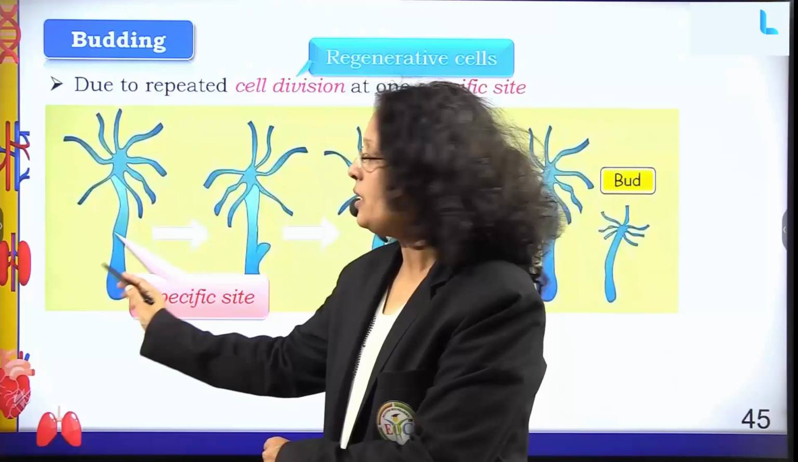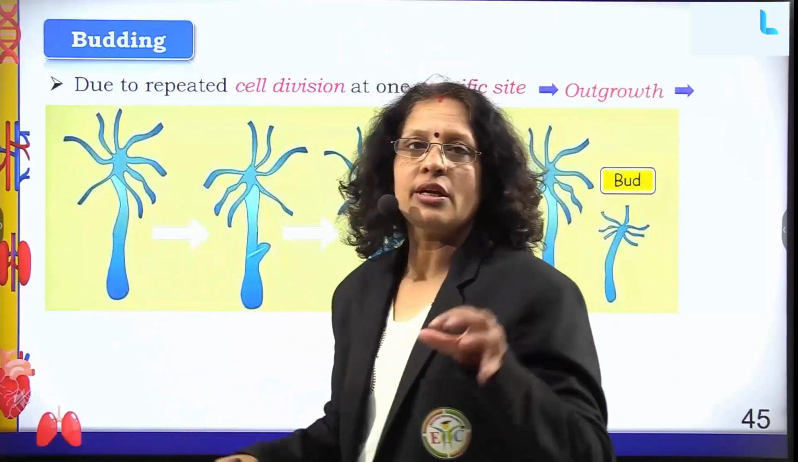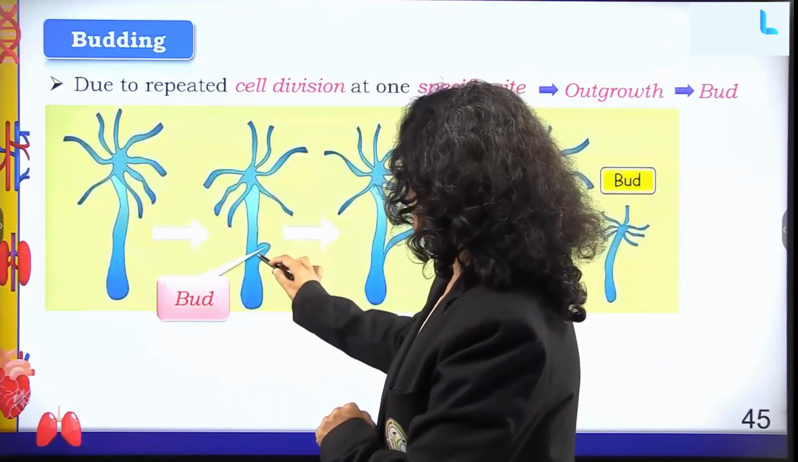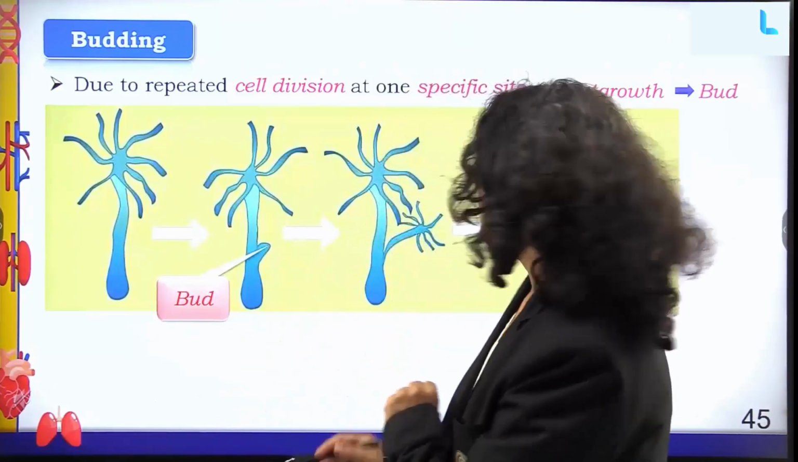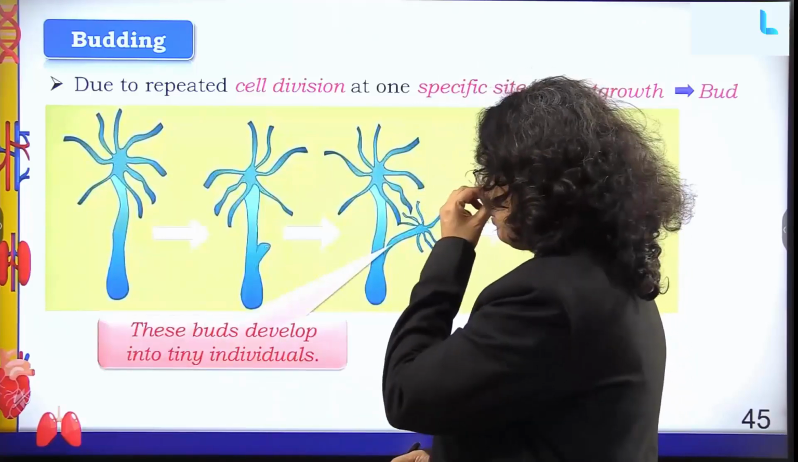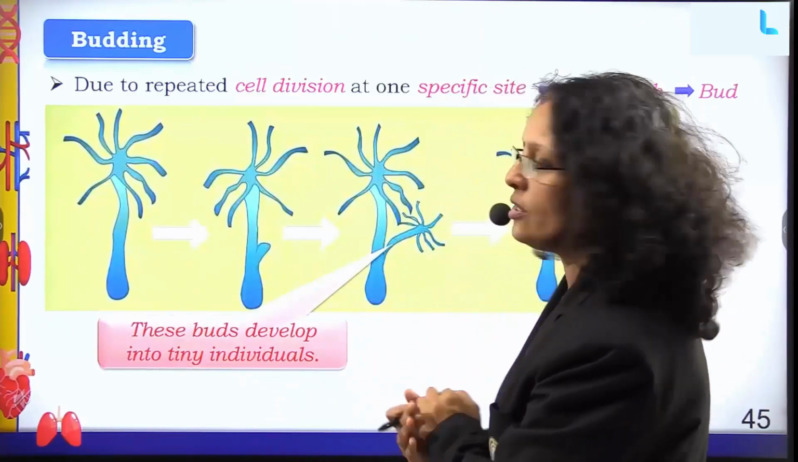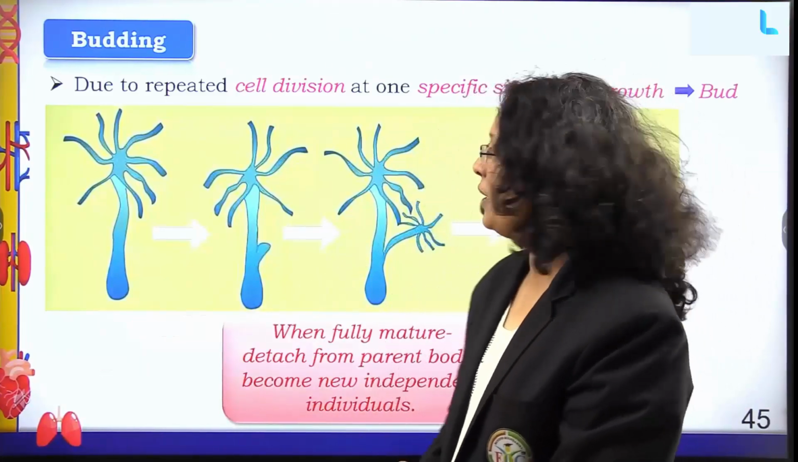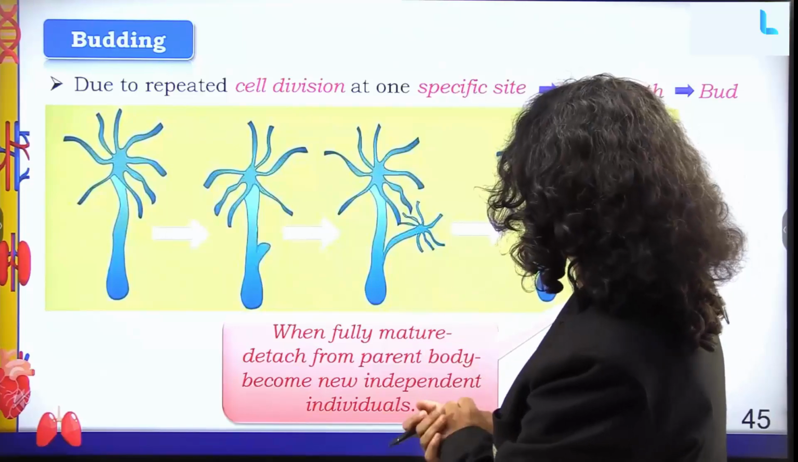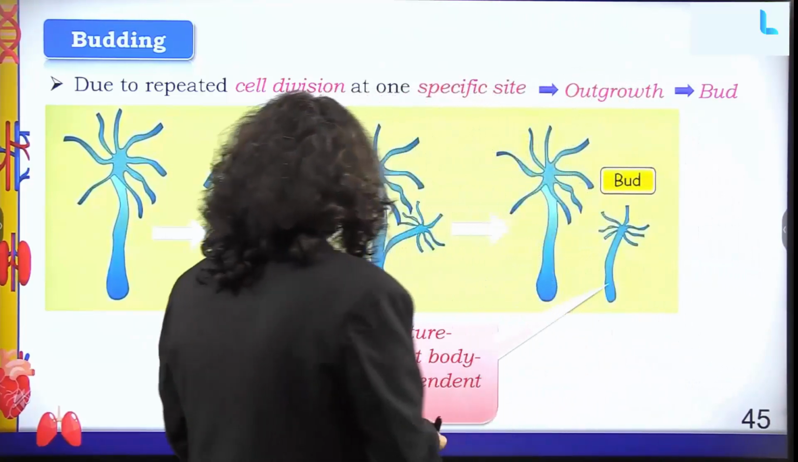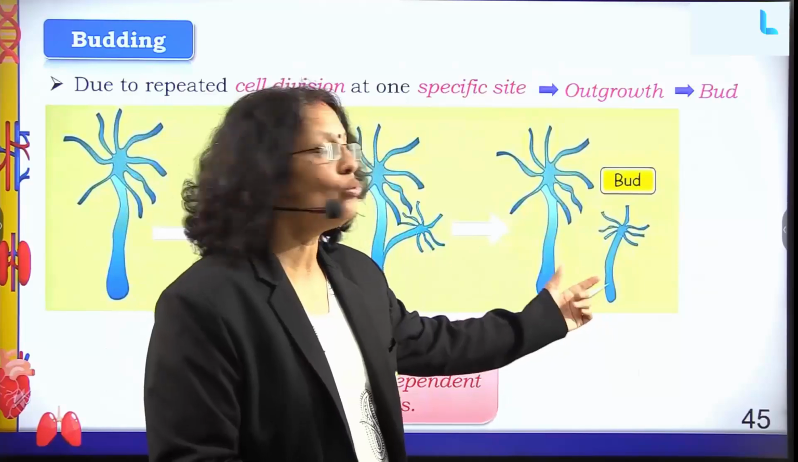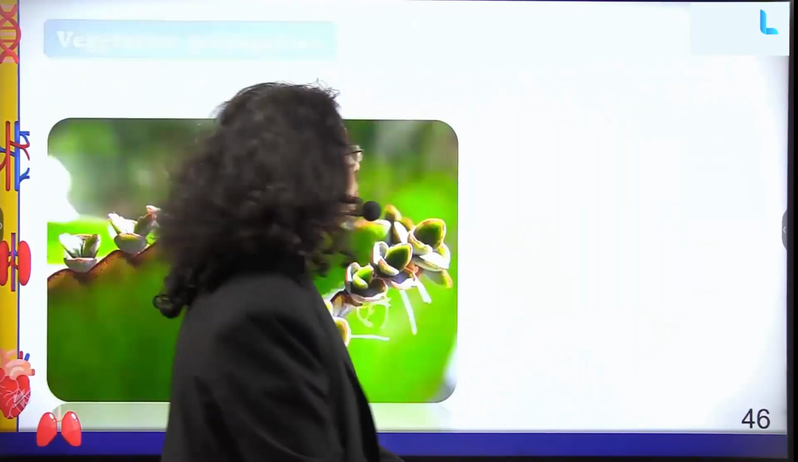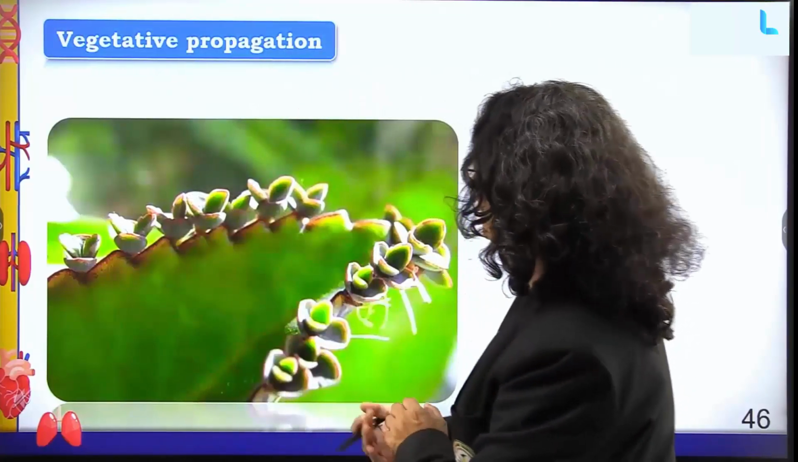It happens at a specific site, so regenerative cells should be present at that site. If regenerative cells are present there, it will grow into a bud, and that bud will grow into a new individual. So these buds develop into tiny individuals. When fully mature, they detach from the parent body and become a new independent individual, identical to the original parent.